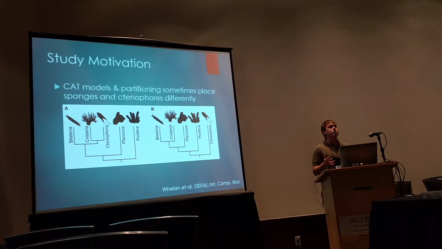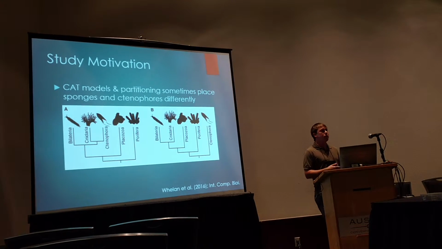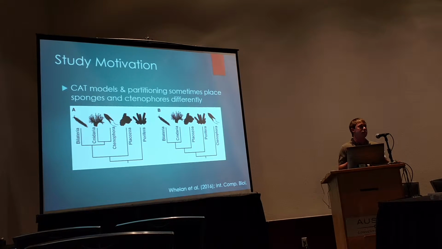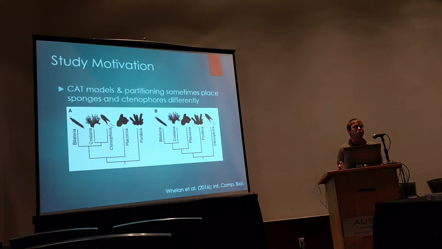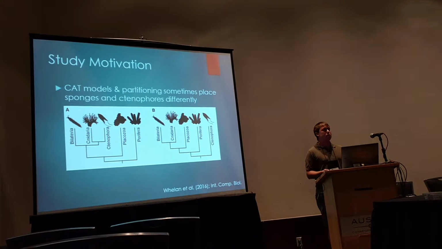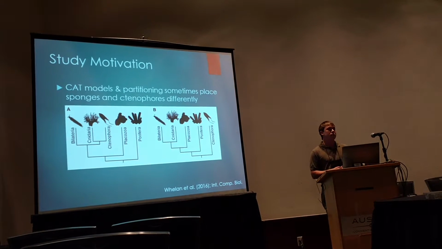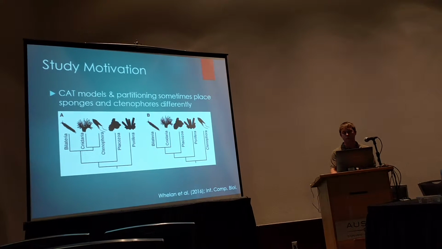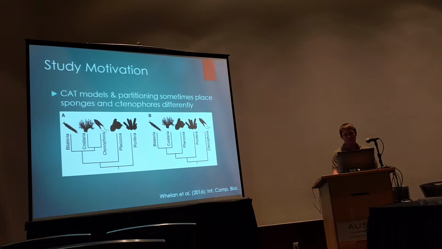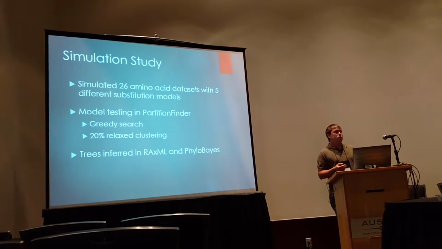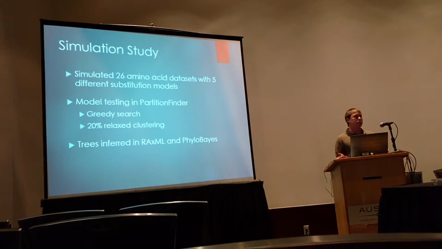But I would argue that given the controversy of the placement of ctenophores and sponges, this probably isn't a very good data set to be using for arguing about the performance of a model. We're essentially basing our assumptions about model performance on a pretty tenuous assumption about the empirical phylogeny, which of course can't be known with certainty, the true phylogeny that is. So we wanted to do a simulation study where we actually know the answer with certainty.